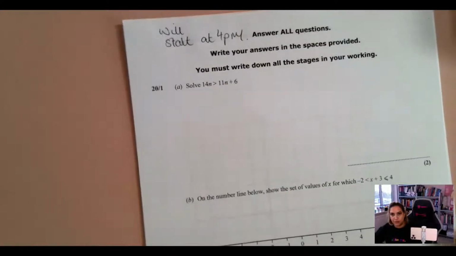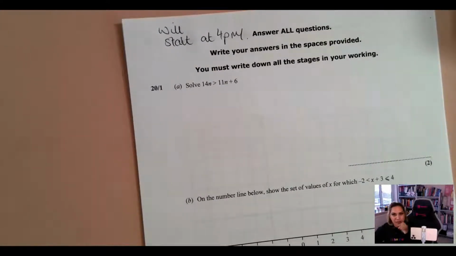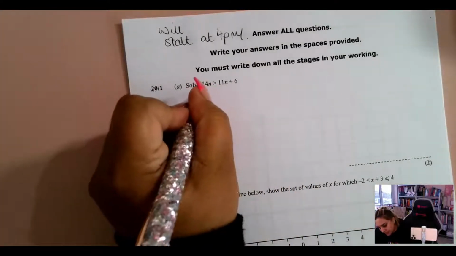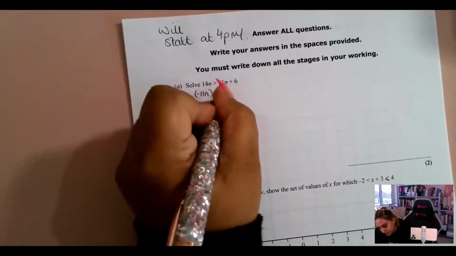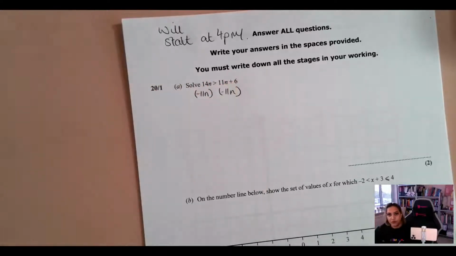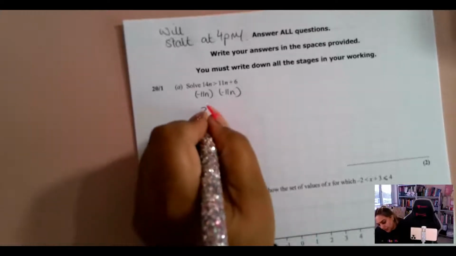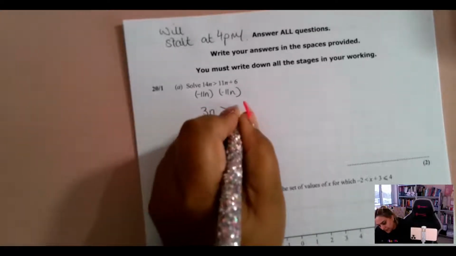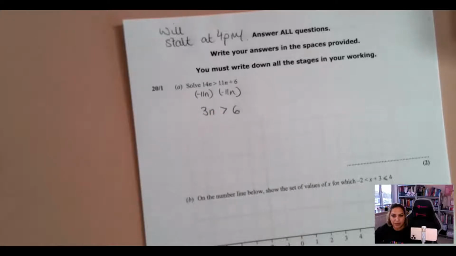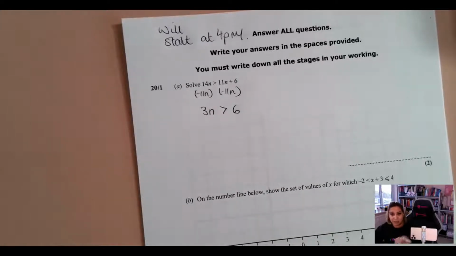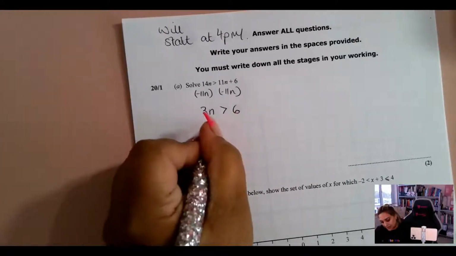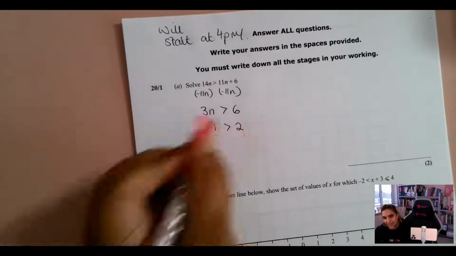So you've got 14n, and that sign means bigger than 11n plus 6. Step one, if it was an equal sign, you want all the n's on one side. So you're going to take away 11n from both sides. Therefore, on this side you get 3n, you copy that sign down, and 6. Now we've got 3 times something is 6. That something is 2. So n is greater than 2.